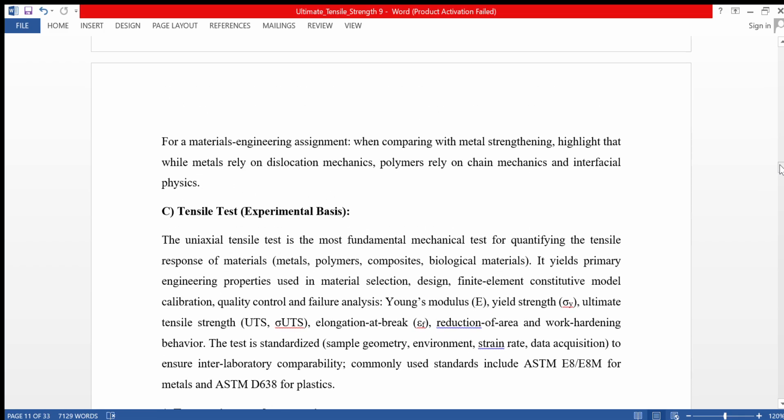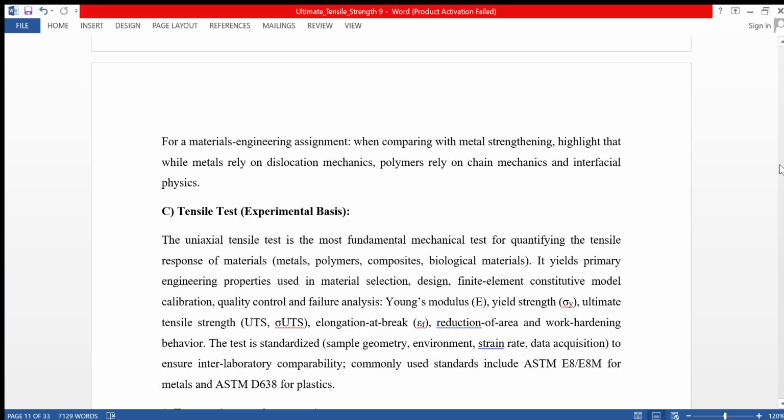For a materials engineering assignment, when comparing with metals, strengthening highlights that while metals rely on dislocation mechanics, polymers rely on chain, matrix and interfacial physics. Tensile test, which is the third point.